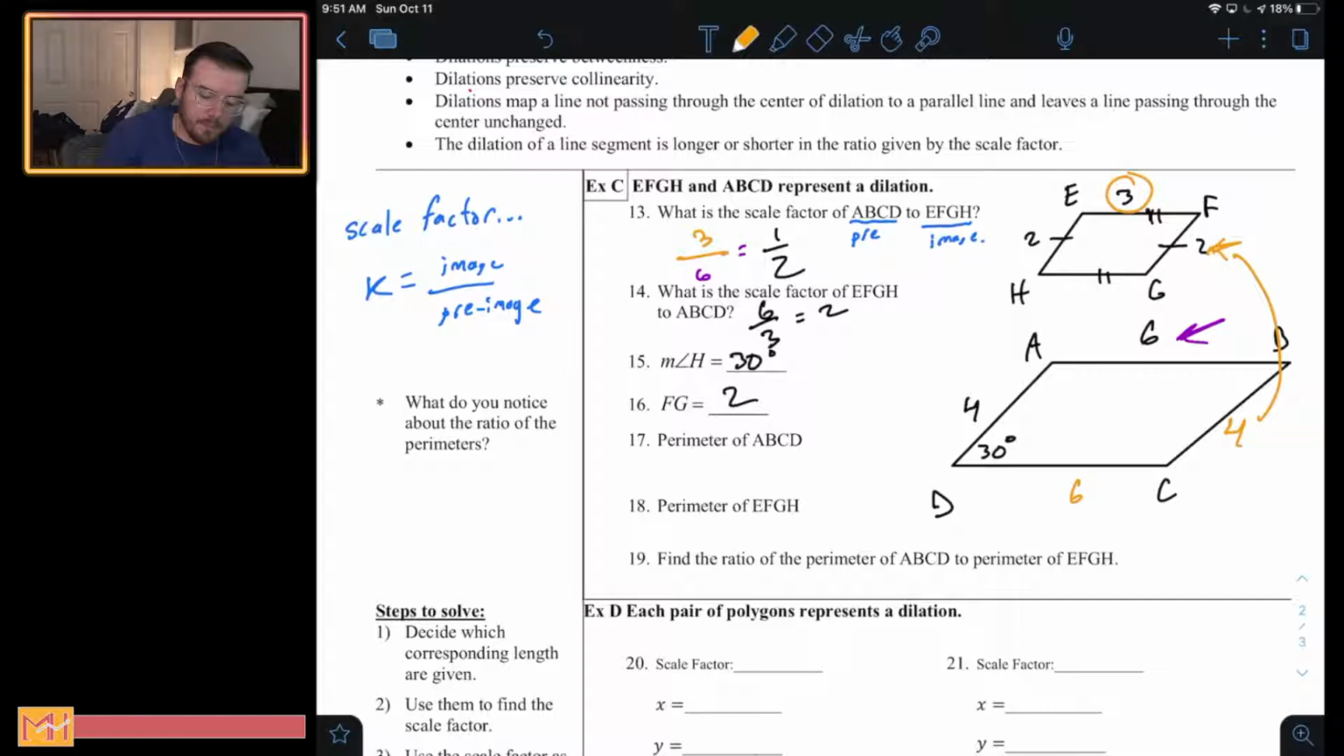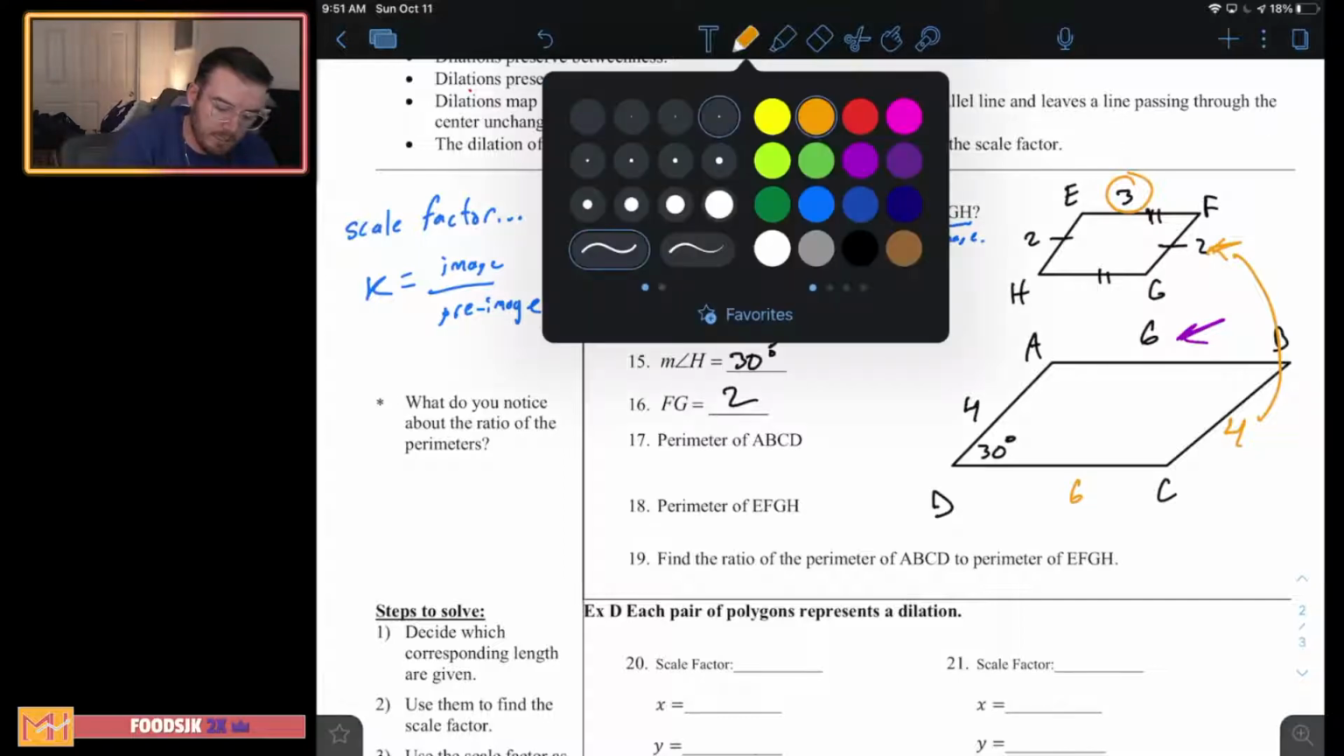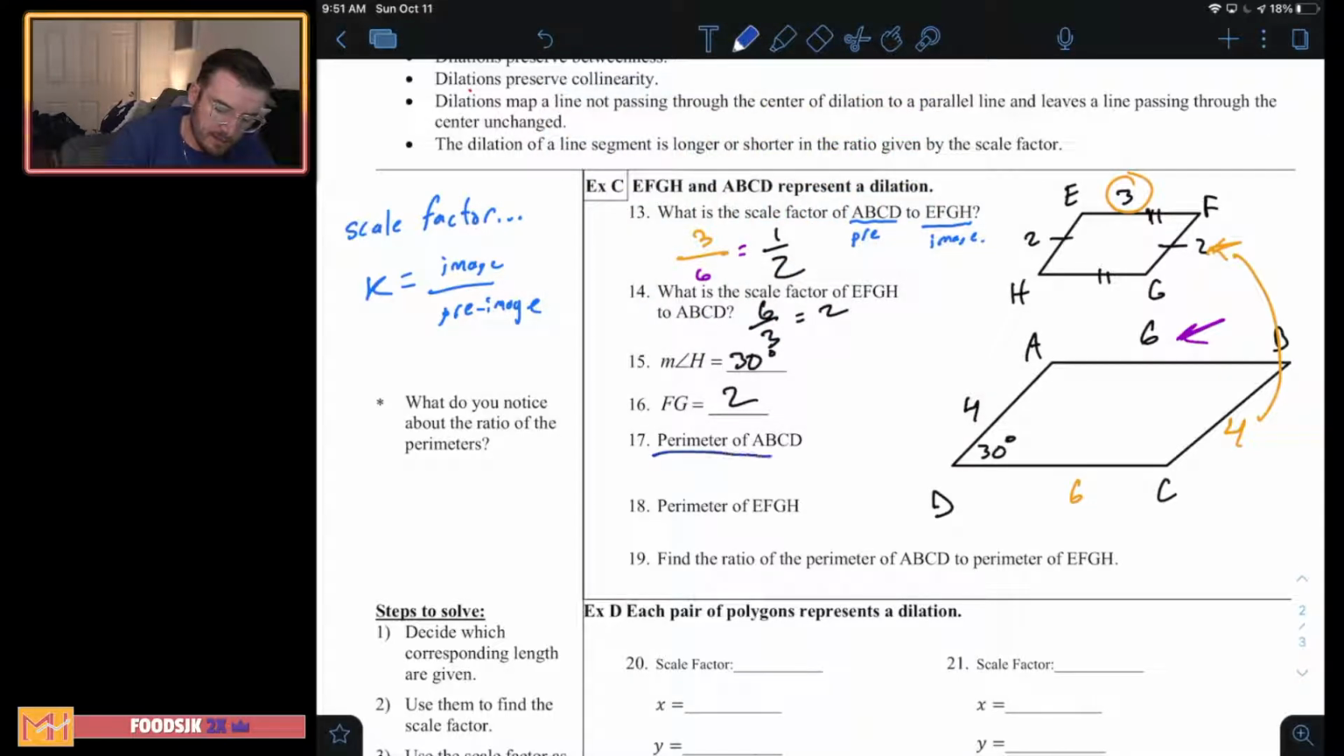So what is the perimeter of ABCD? Perimeter means to add up all the sides, go all the way around. So 4 plus 4 plus 6 plus 6 is 20. So I added up all the sides here and got 20. Add up all the sides over here and get 2 plus 3 plus 2 plus 3 is 10.